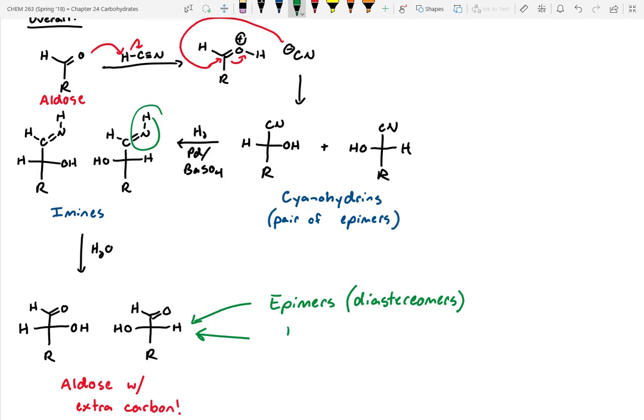So they're relatively easy to purify or separate. So that was one of the tricks that Fisher used during his studies of carbohydrates. All right, he also did the reverse reaction where he was trying to lop off carbons one by one to study the behavior of carbohydrates. So let's take a look at that next.